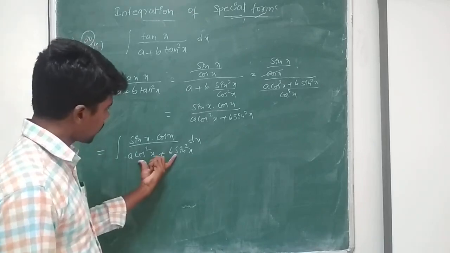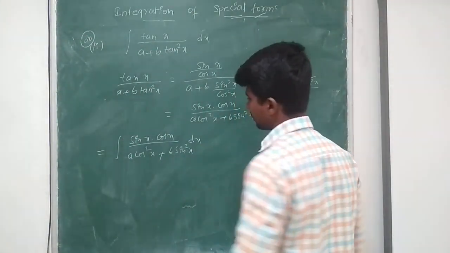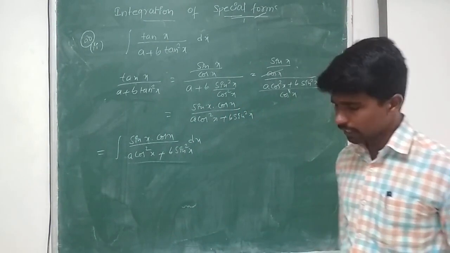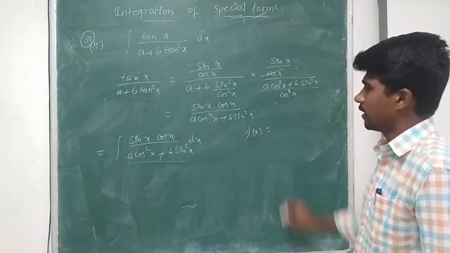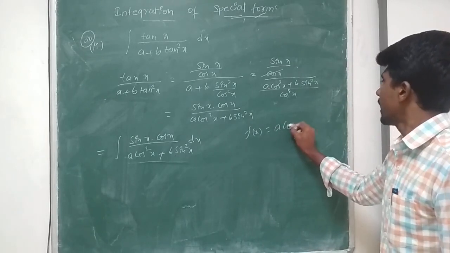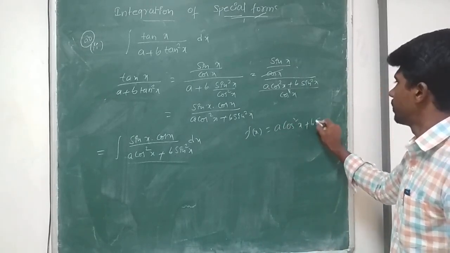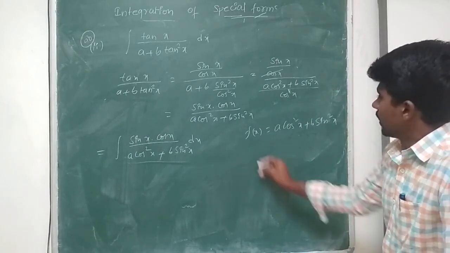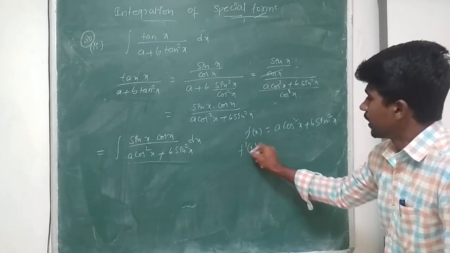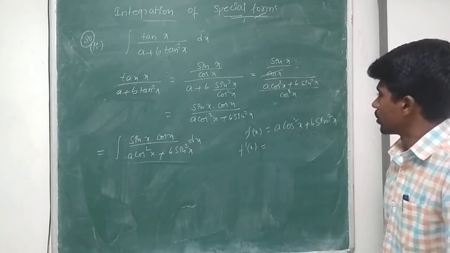Now, if I take this particular part as f of x, so f of x is equal to a cos square x plus b sin square x, what will be its derivative? f dash of x. What is f dash of x?